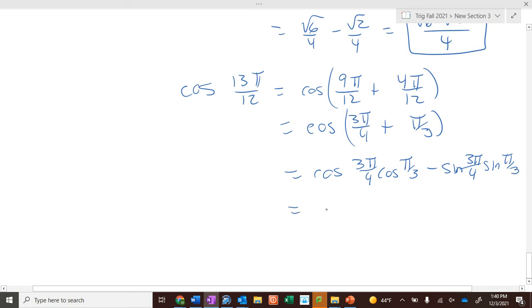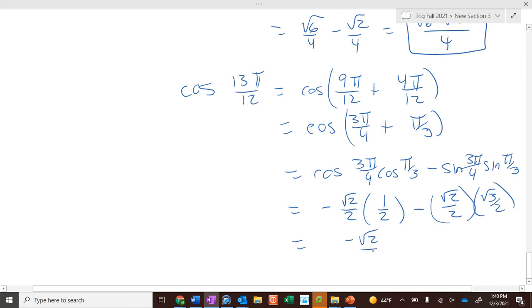Cosine of 3 pi over 4 is negative square root of 2 over 2. Cosine of pi over 3 is 1/2. Sine of 3 pi over 4 is positive square root of 2 over 2. Sine of pi over 3 is square root of 3 over 2. So it's negative square root of 2 over 4 minus square root of 6 over 4, which is negative square root of 2 minus square root of 6 all over 4.